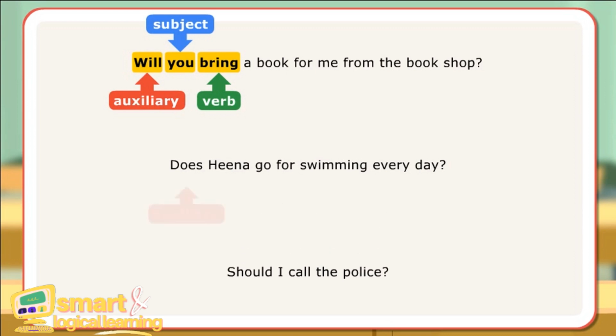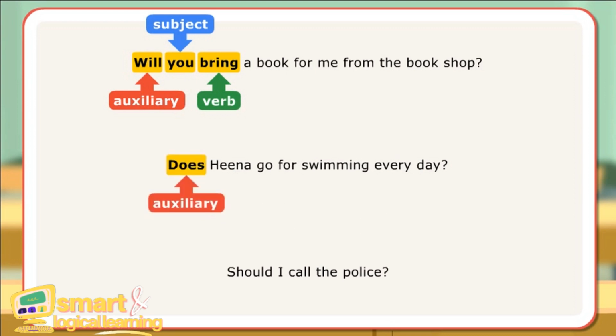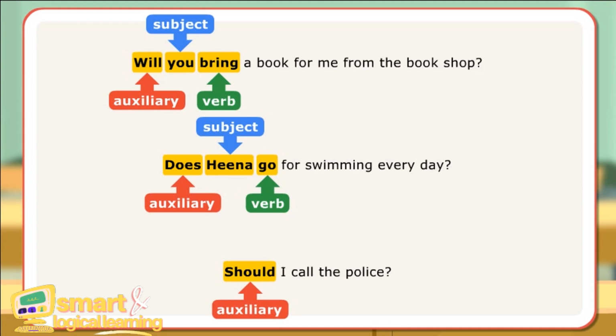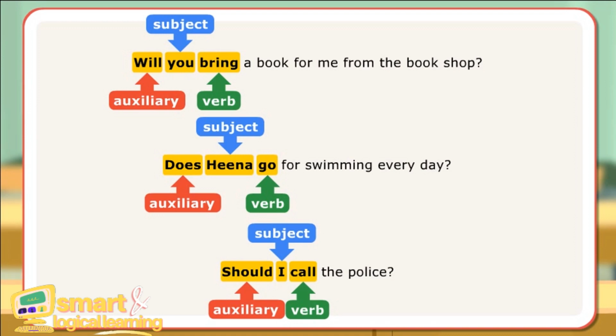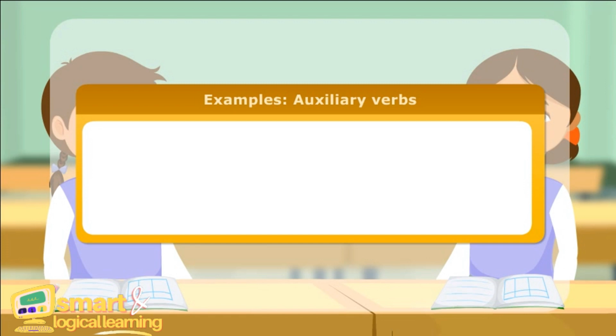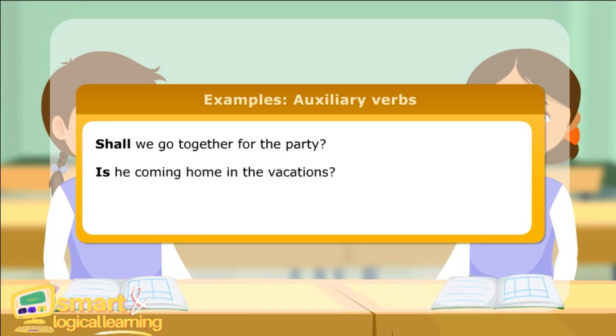In the second example, auxiliary does is used to ask a question. It is used before the subject Hina and the main verb go is used later. In the third example also, auxiliary should is used before the subject I to ask a question. The main verb call is used after the subject. Here are few more examples of questions with auxiliary verbs. Shall we go together for the party? Is he coming home in the vacations?